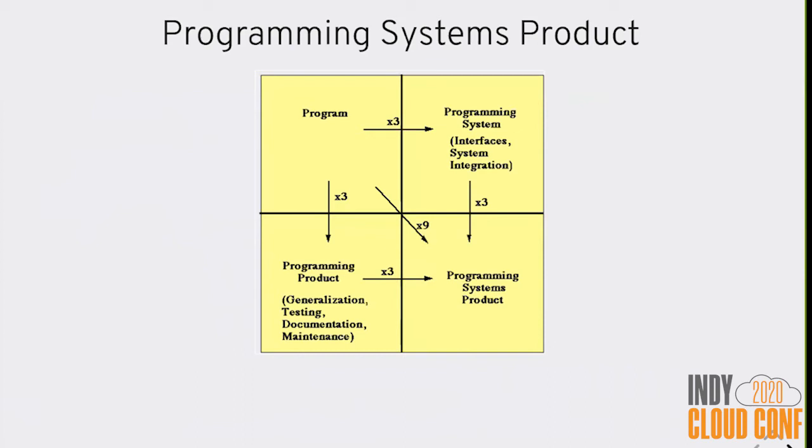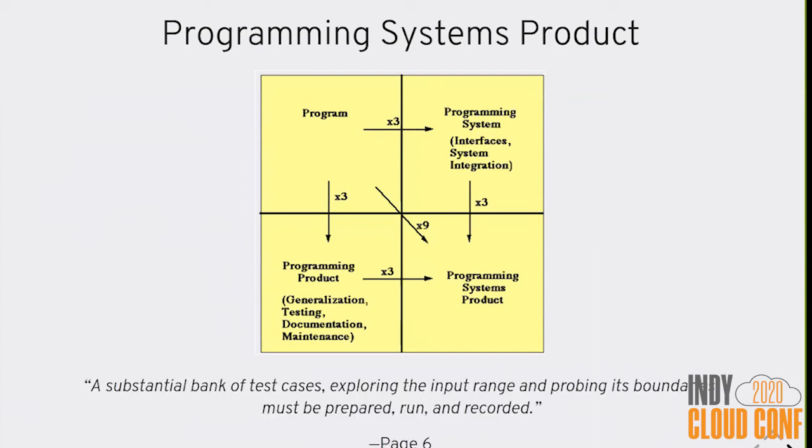So if you want a full programming systems product, a generalized, well-tested, fleshed out, stable system with good interfaces, you're looking at 9 times as much work as just building that fast garage project proof of concept program itself. But your brain wants to estimate just that first part in the top left, not the full thing. So your estimates are going to be off by a factor of 9. That's a lot.